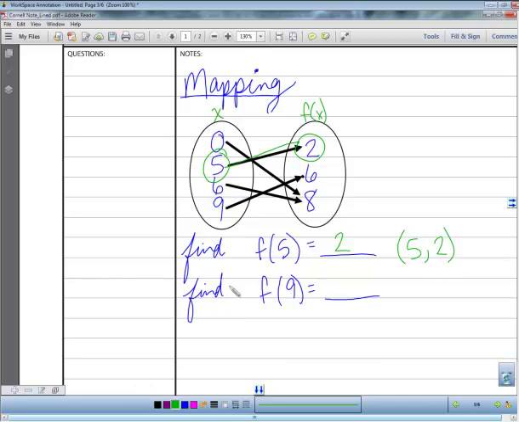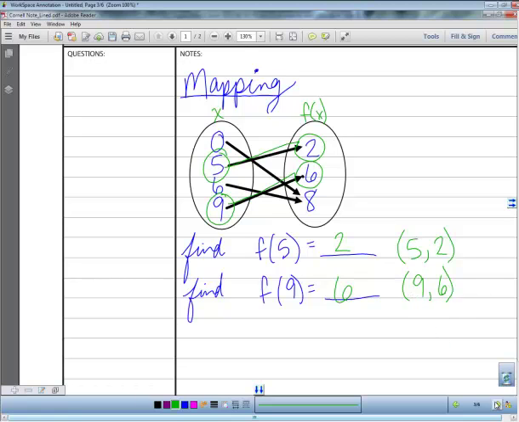Okay, the next one says to find f of 9. So again, I come over to my x values. I see where 9 is, and I follow the arrow, and it leads me to 6. So the function value of 9 is equal to 6, and I'm going to put this again in an ordered pair of 9, 6. This is my x and my y.